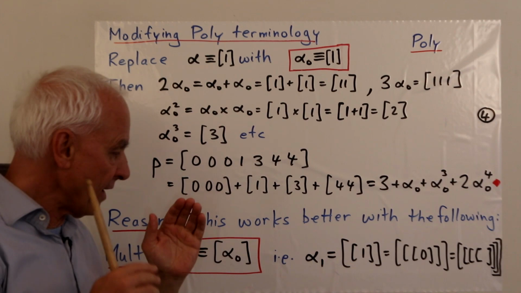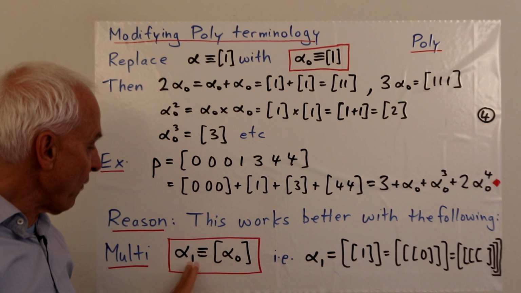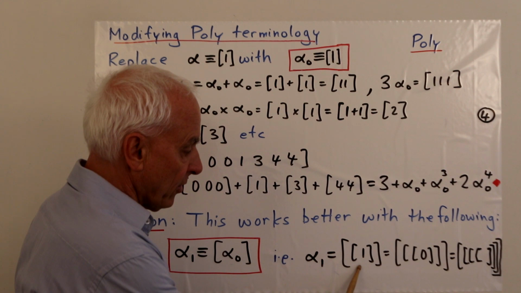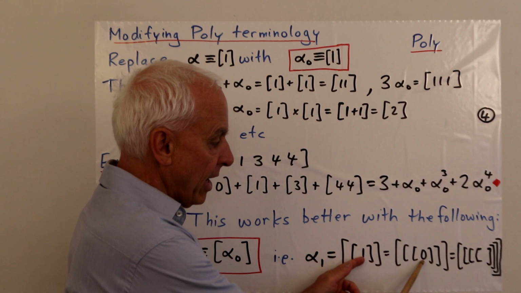Alpha 0 is this thing, alpha 1 is the alpha 0 in the mset, and actually, if we wrote it out just in terms of brackets, it would look like this. So alpha 1 is the mset consisting of alpha 0. There's alpha 0, mset 1. And what is 1? Well, 1 is actually mset 0. And what is 0 actually? Well, 0 is the empty mset.